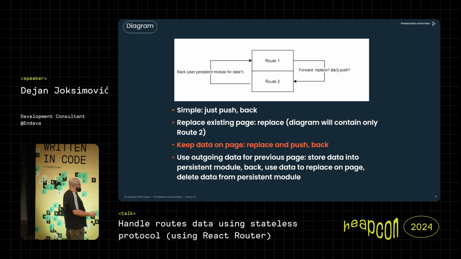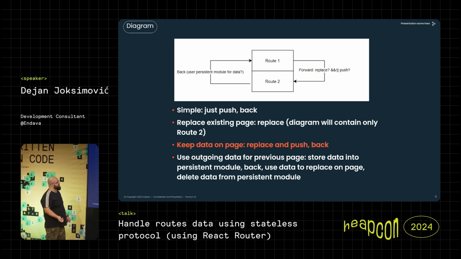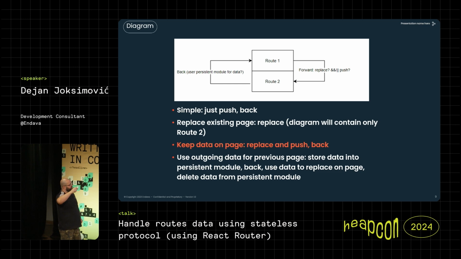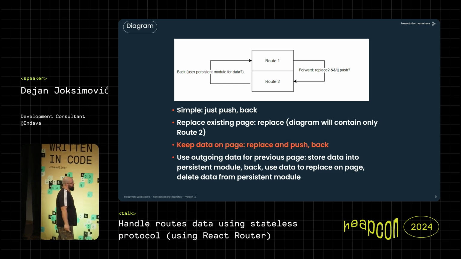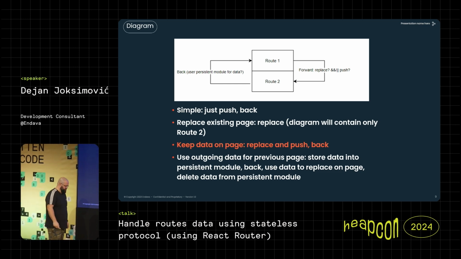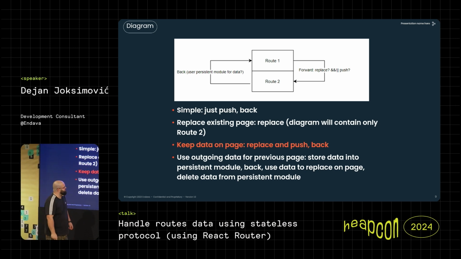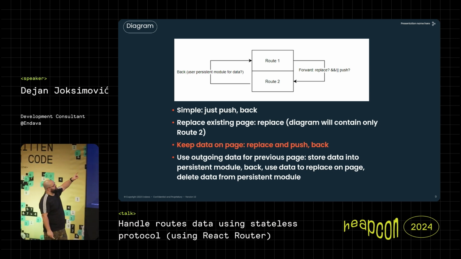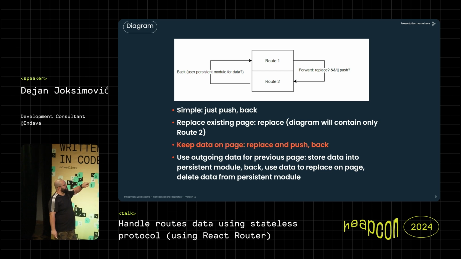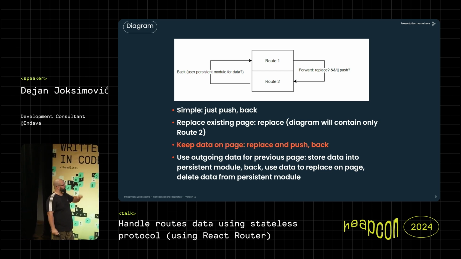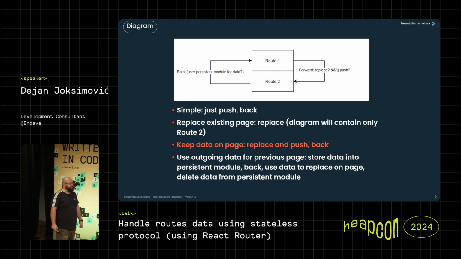The second one is also, let's say, fairly simple. We want to replace the existing page, route 1, with route 2, and the diagram will only contain route 2. I didn't do animation because I cannot think of a reason, I just didn't do it. If we replace route 1 with route 2, we only have route 2, and if we go back then, it doesn't show on the diagram, sorry. Then we come back to route 0, for example, but we remove the route 1 from the stack.